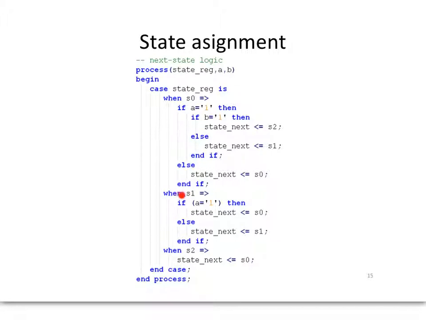If we have entered state S1, we again look at the A input. If it is true, we would return to state 0. If not, then we would stay in state 1. If we are in state S2, we would always return to state 0. This matches exactly what was shown in the state diagram, and this is basically how you implement the next state logic. The output logic is left out here because it is handled separately in its own process to make it explicit that this is the output logic instead.